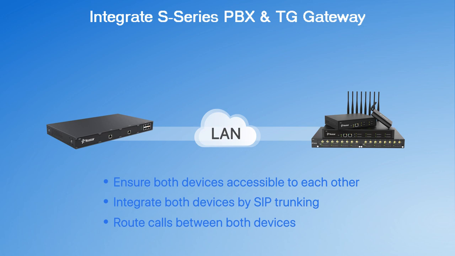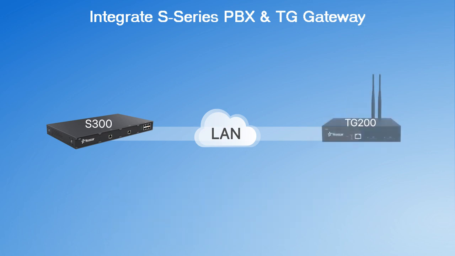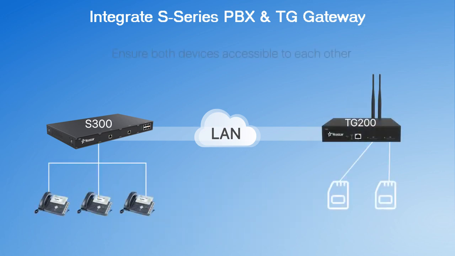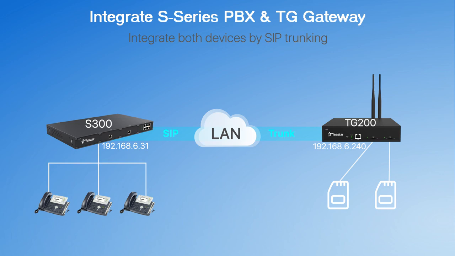Alright, check it out. Take this scenario as an example. S300 and TG200 have been deployed in the same local network environment. Both devices are assigned a specific private IP, so they're accessible to each other. Now, our job is quite simple. Create a peer trunk between them. Since the two devices are in the same LAN, we can create the trunk directly.